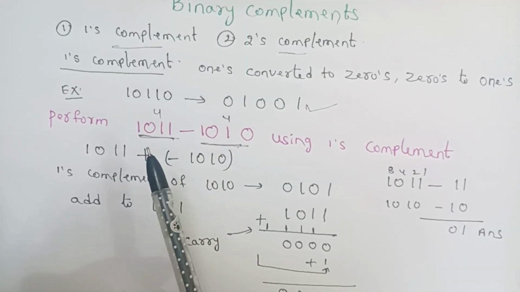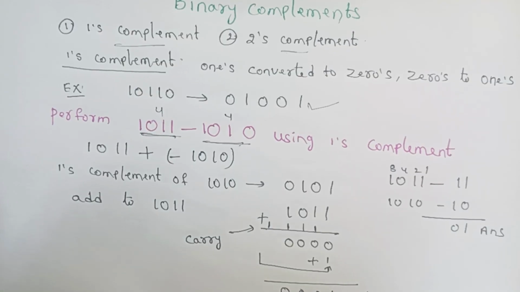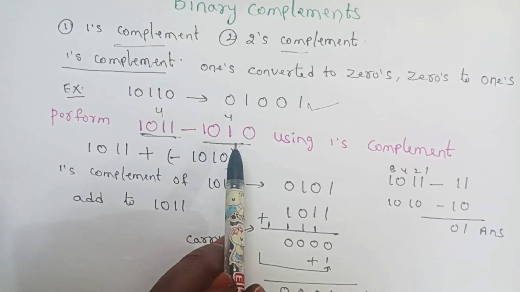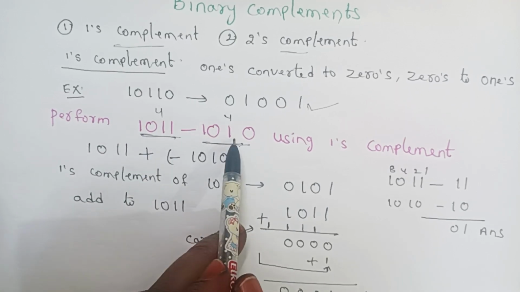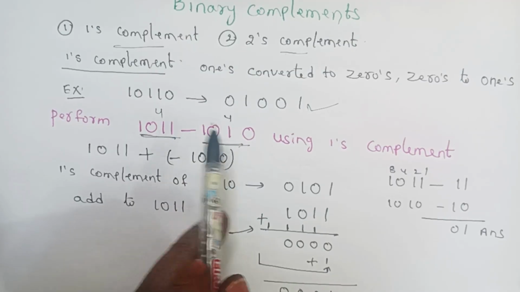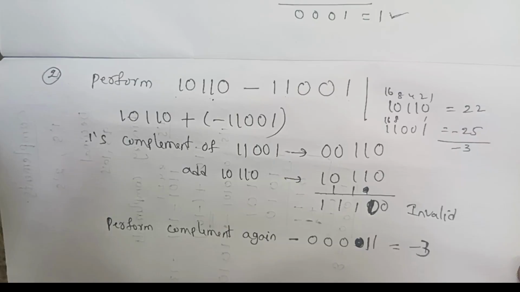Similarly, we can do the same 1's complement when we subtract a smaller number from a larger number. This was larger number minus smaller number. If we do the reverse, smaller number minus larger number, the procedure is different. We will see that example also.